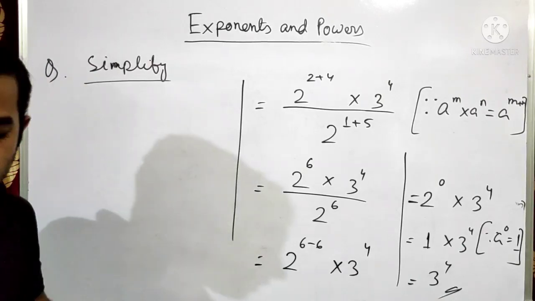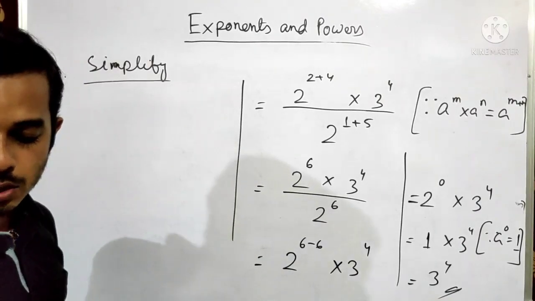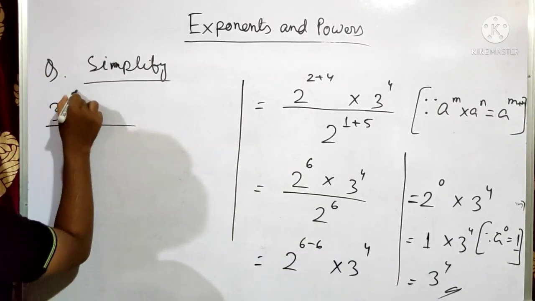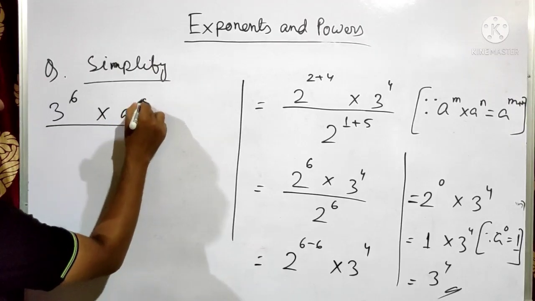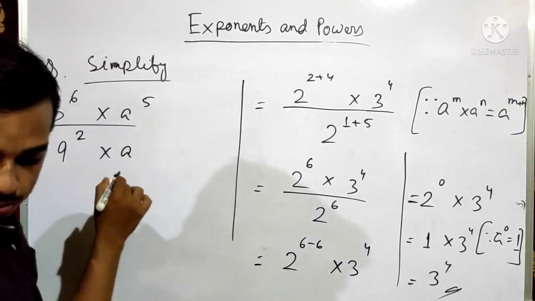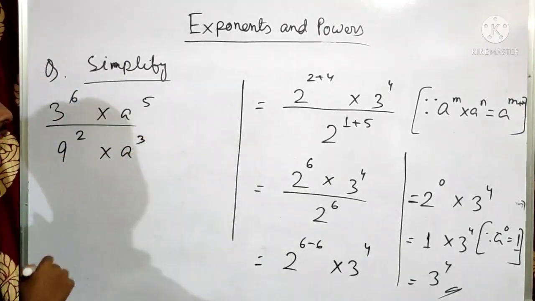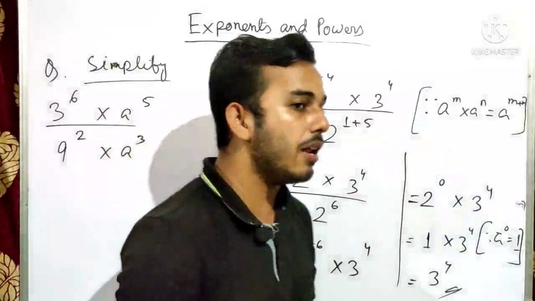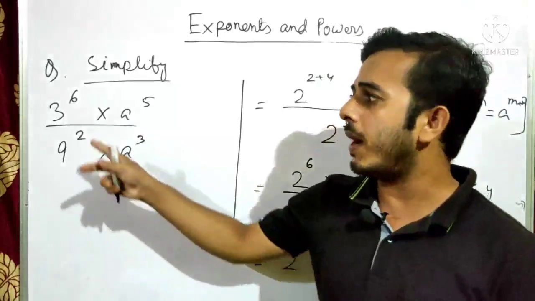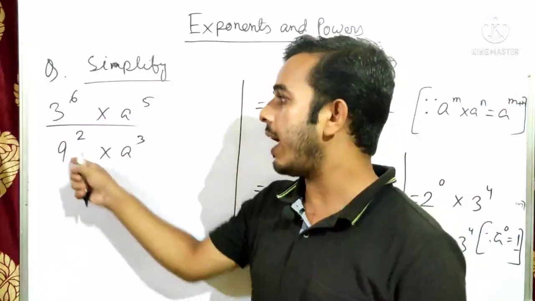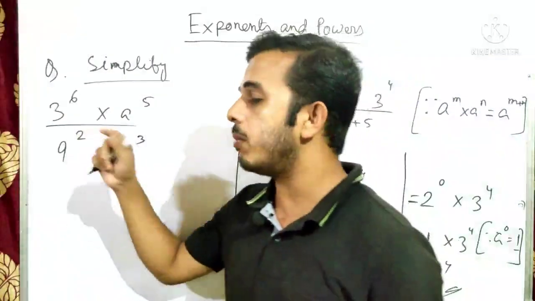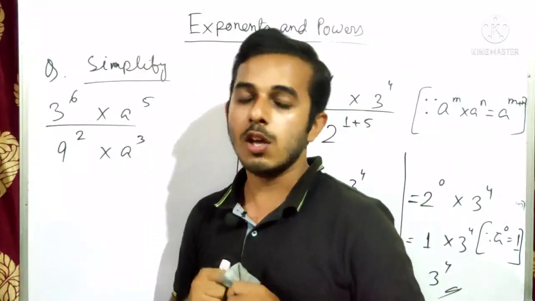Okay, so our next expression is 3 to the power 6 into a power 5, divided by 9 power 2 into a power 3. Yes, 3. Now again, a bit different from the earlier one. Look, here we have a, so it's very easy, we can divide now. But in this case we have 3 power 6 and in the denominator we have 9 power 2. Clear? So again we have to make the denominator, that is the base, the same.